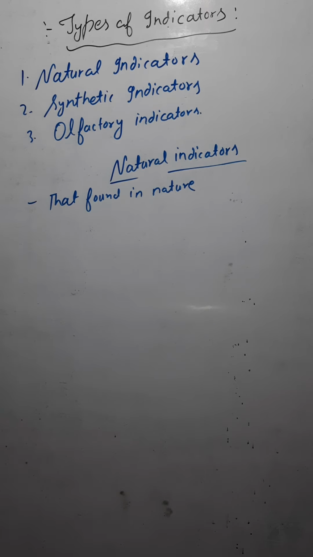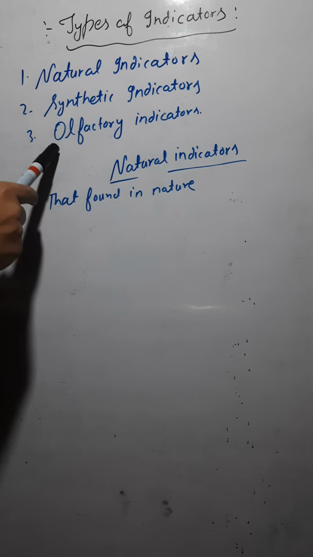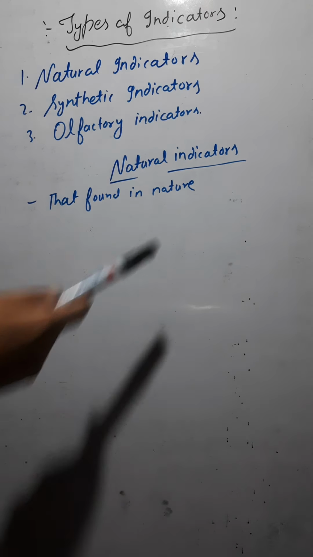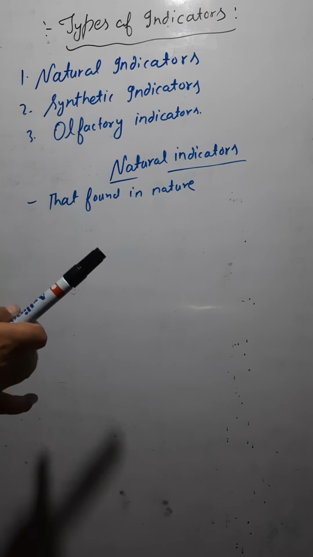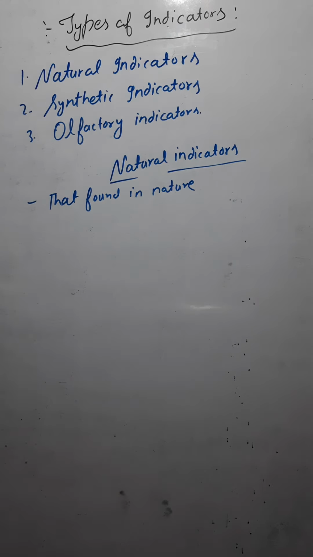Generally we have three types of indicators. Some are natural indicators, some are synthetic indicators and some are olfactory indicators. One by one we will discuss all of these. First we will discuss the natural indicators. Natural indicators are the indicators which are found in nature, which we extract from natural things. So that we call the natural indicators.